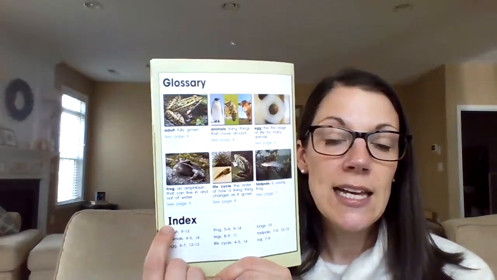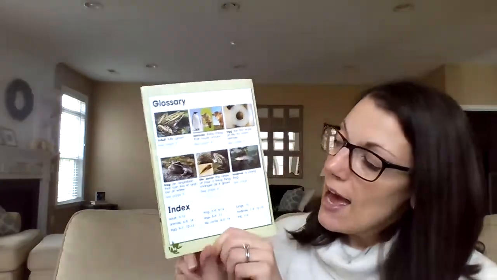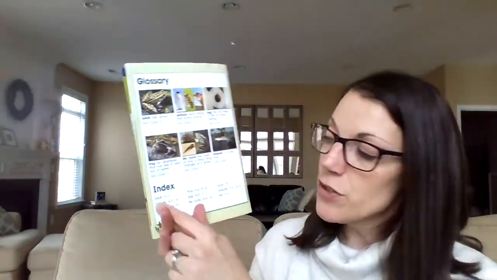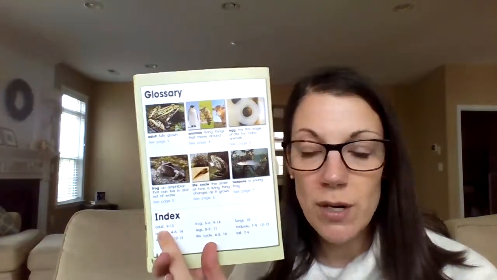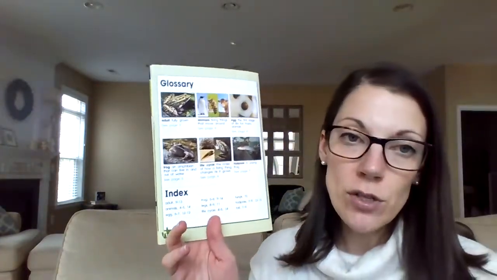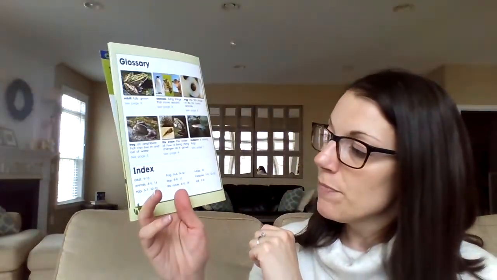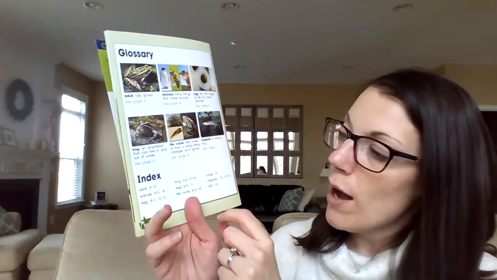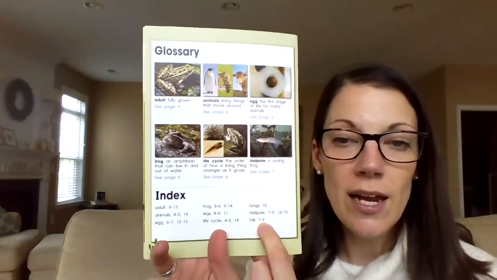Here's an index. Index. And an index tells you a topic, like adult, and then it'll tell you what pages you can go to in the book to learn more. So if I wanted to learn more about adults, I could look at pages 9 through 13. If I wanted to learn more about a tail, I could look at pages 7 through 9. So glossaries and indexes are in a lot of nonfiction books, and they can be super helpful.